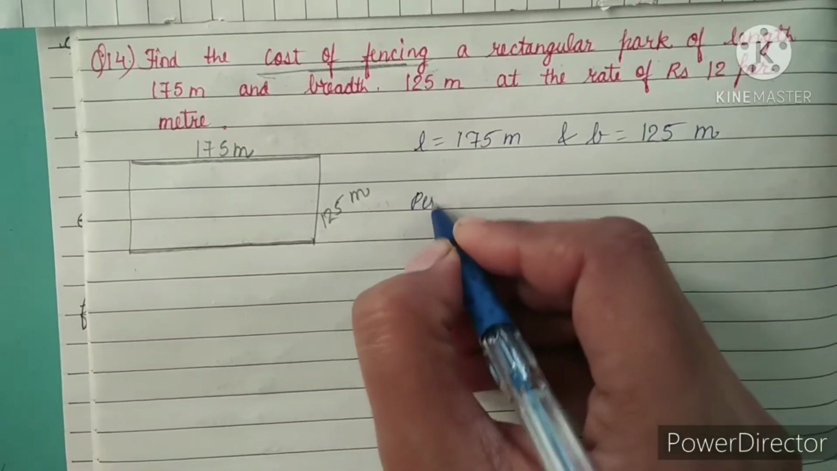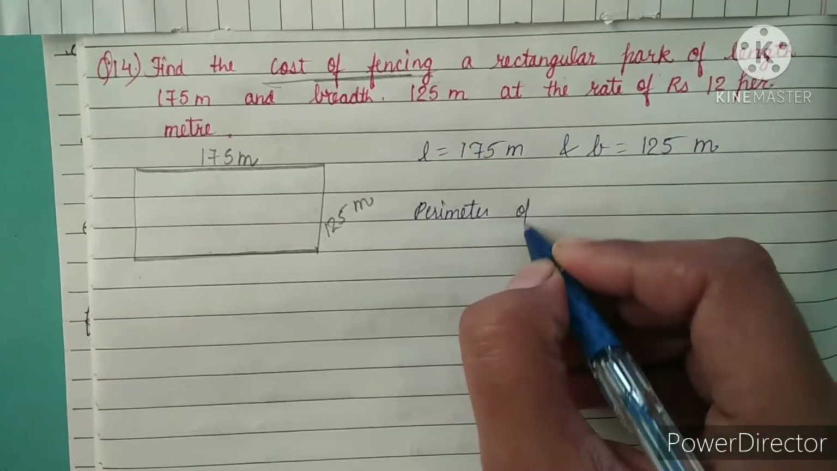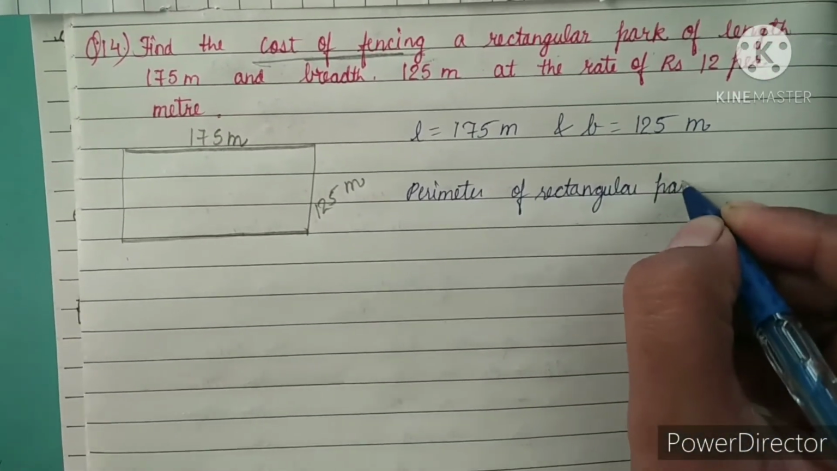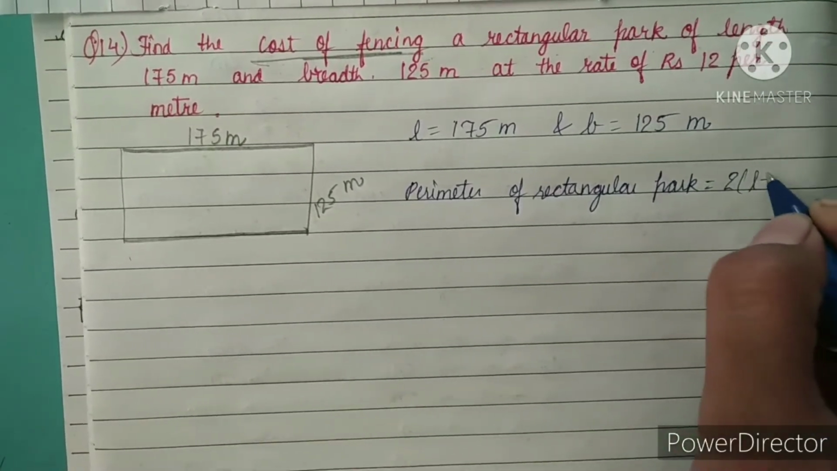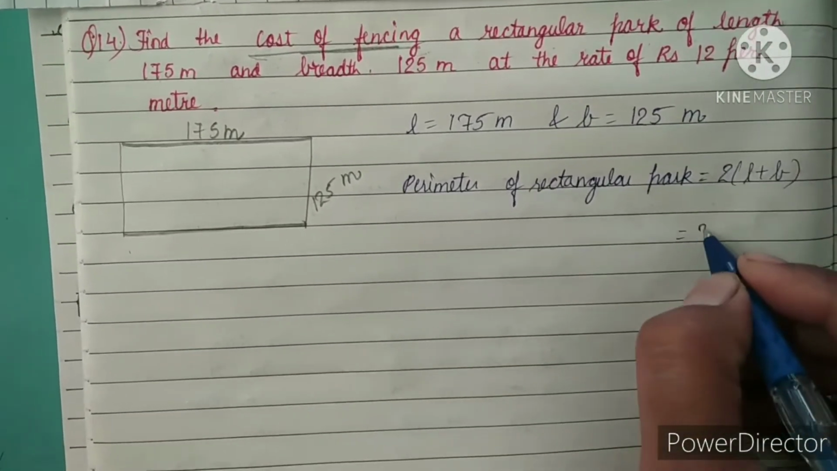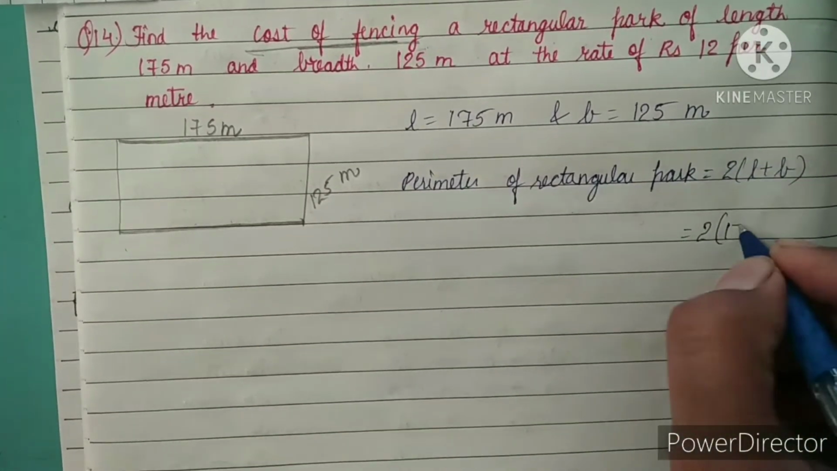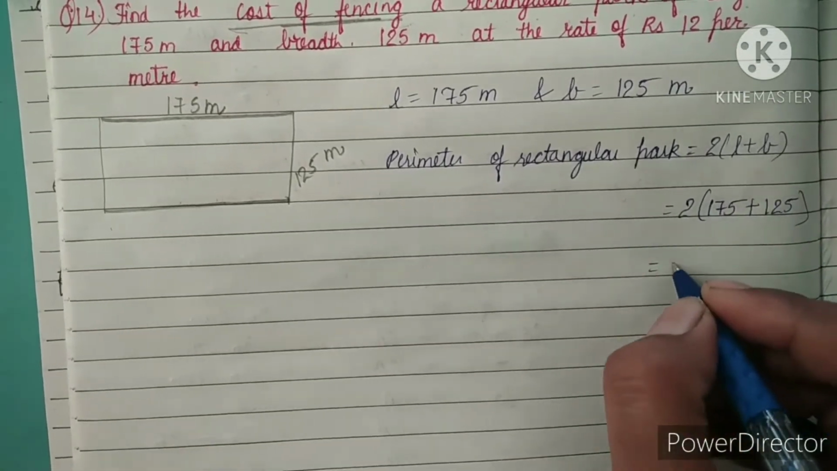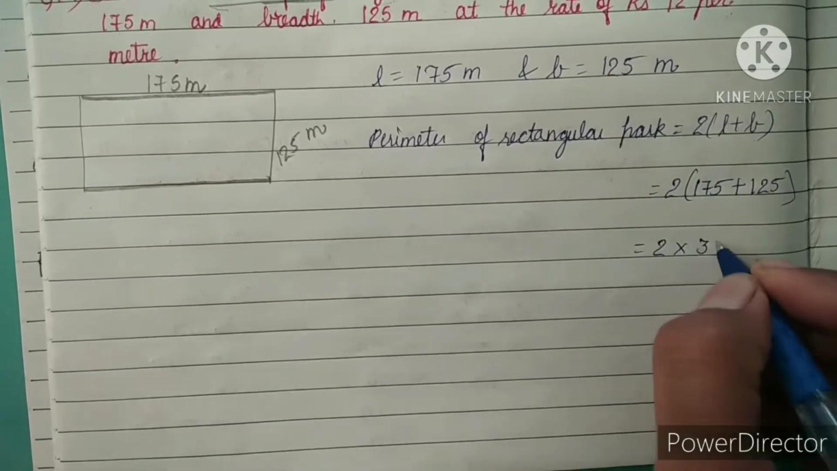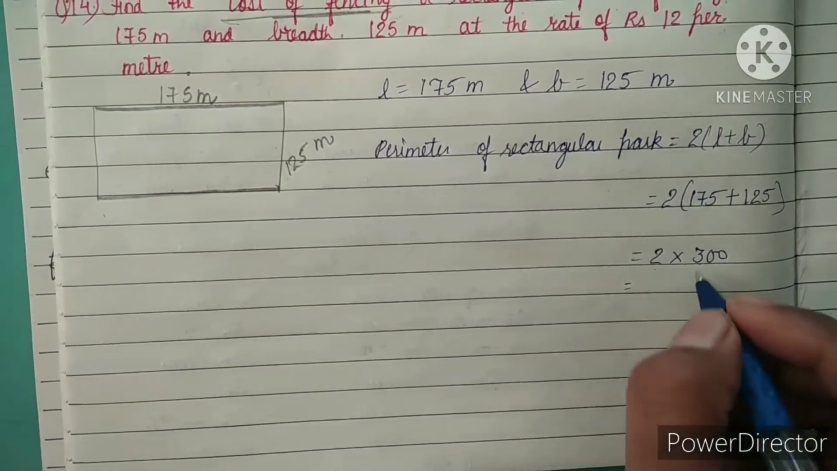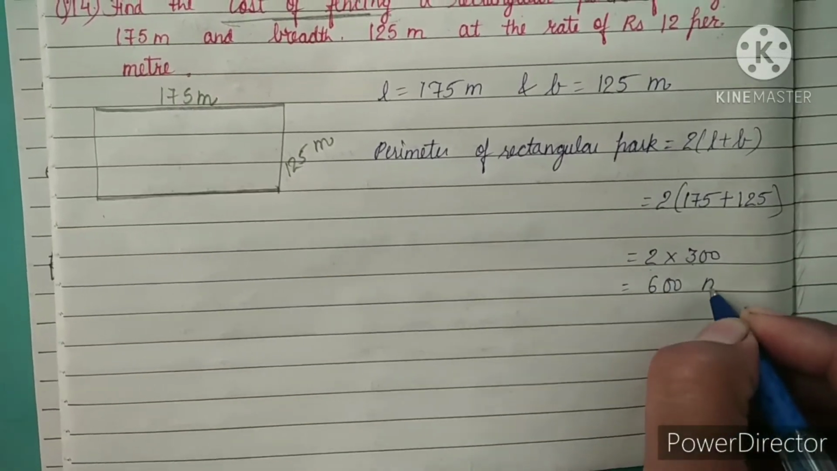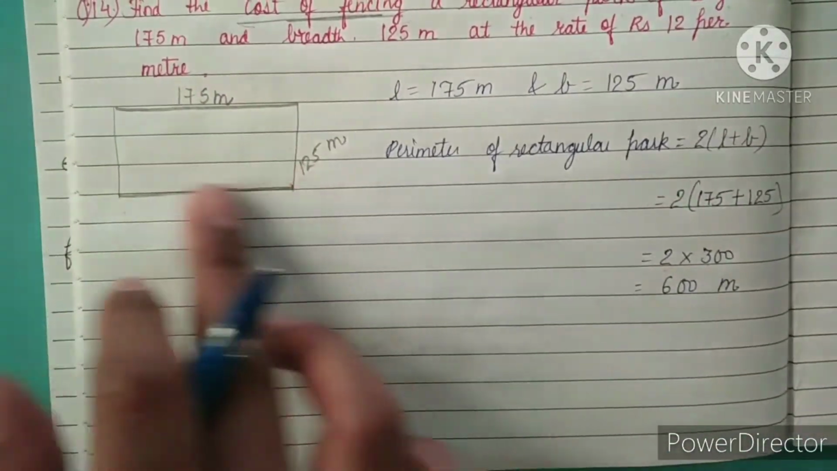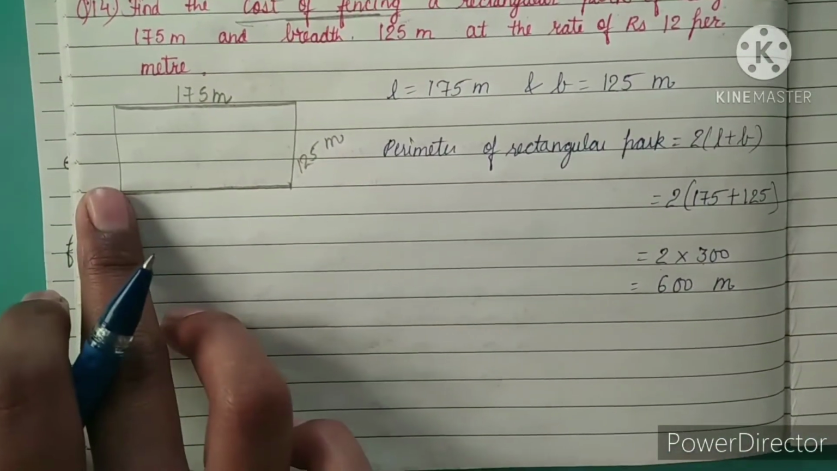So the perimeter of the rectangular park is 2 into length plus breadth. So this 2 will multiply length 175 plus 125. When we add 175 and 125 we will get 300, and 2 into 300 is 600. The unit will be meter. So this is the total length of the rectangular park all around the boundary.